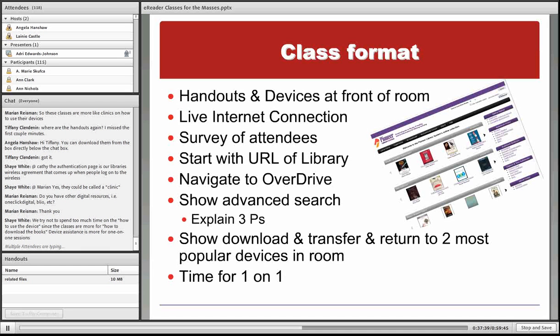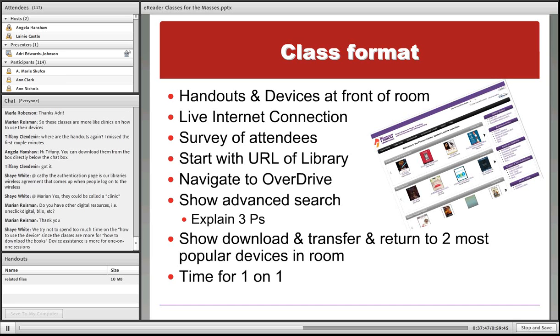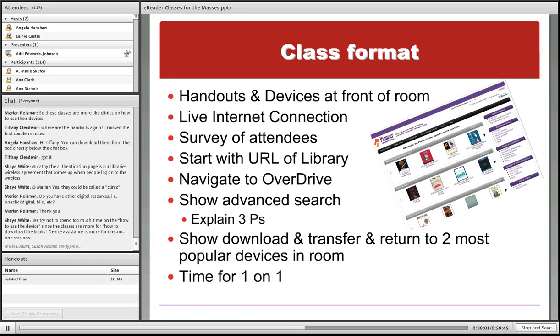So this is back to the format. Once we have the survey, and that's a very brief, raise-a-hands, go-around thing, we always start out with the main page of the library website, and then we navigate to our Overdrive page. We always start with showing how to do the advanced search, mainly because for Overdrive, their main search honestly is kind of crappy. That's why they're working on changing it. But the advanced search, you can do so much more with it.